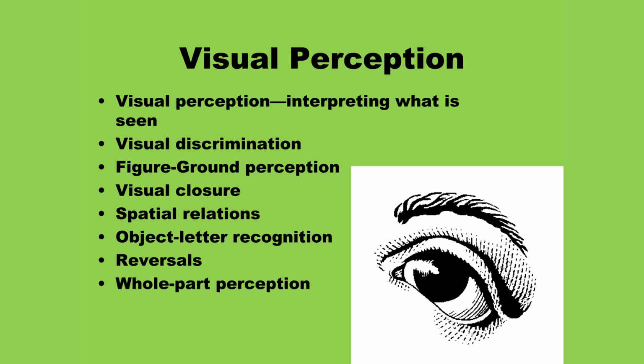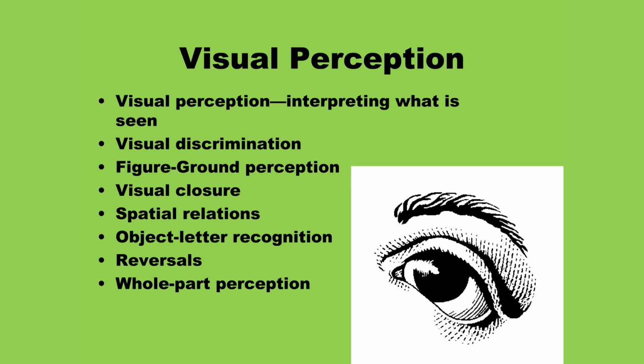I don't know if we went over everything here. Yeah, well, we kind of did. We want to make sure: visual perception, interpreting what we're seeing; figure ground, we talked about that; visual closure; spatial relations; object letter recognition, we talked about.